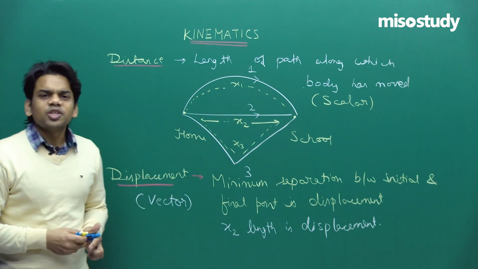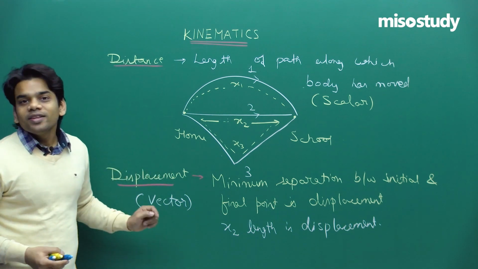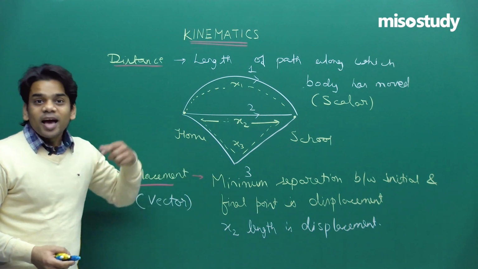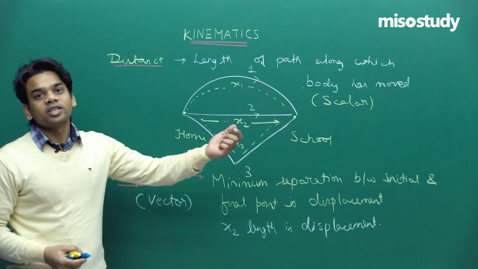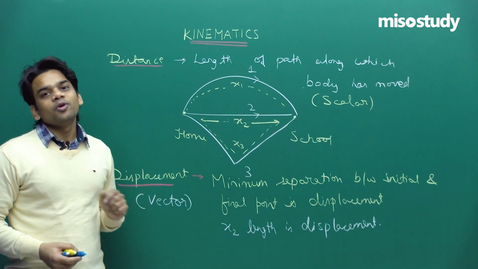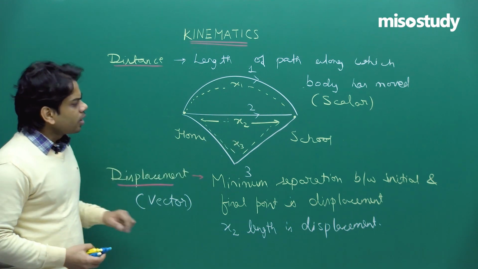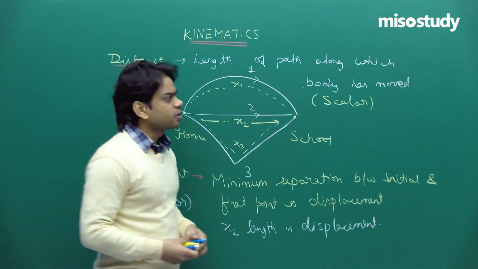How will you find the direction of the displacement? Join the initial point to the final point. The arrow will start from the initial point and go till the final point. This arrow will give you the direction of displacement. So these were the basic points about distance and displacement.